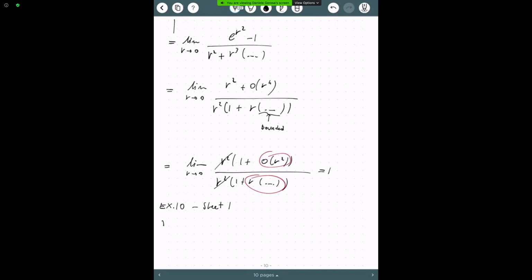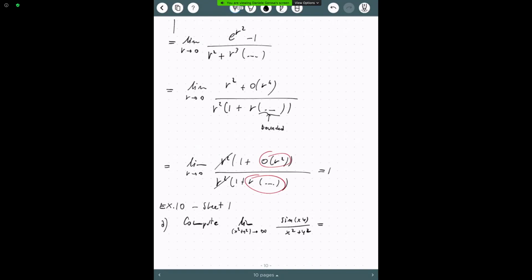Okay, so we have a limit here. We want to compute the limit as the norm of (x, y), that is, x squared plus y squared, goes to plus infinity, of sine of xy divided by x squared plus y squared. So we want to compute this limit if it does exist.